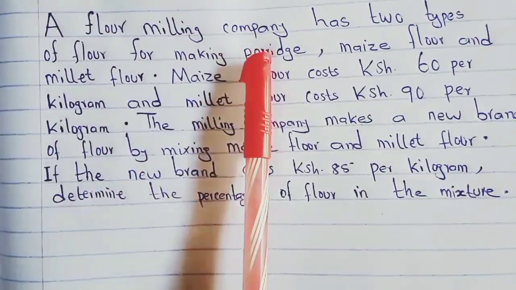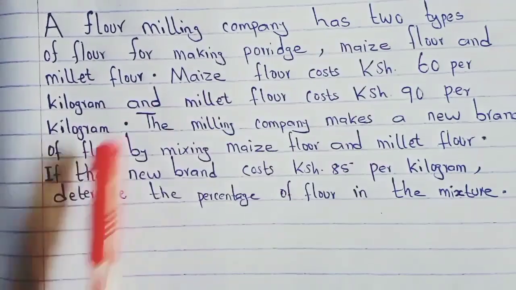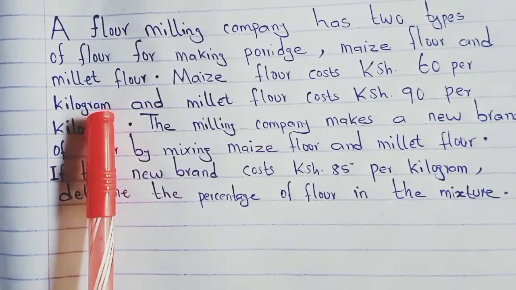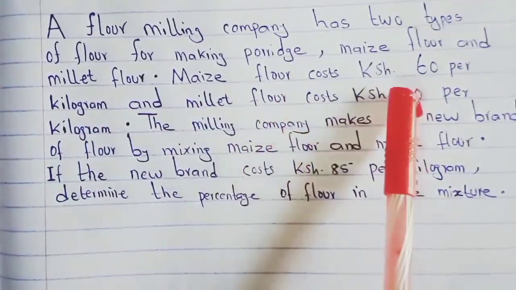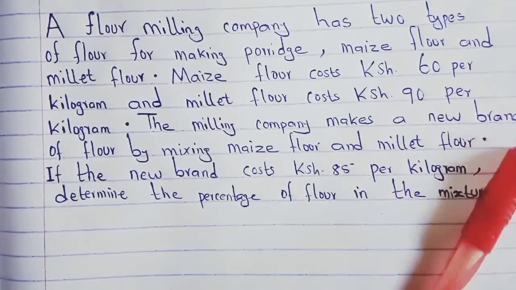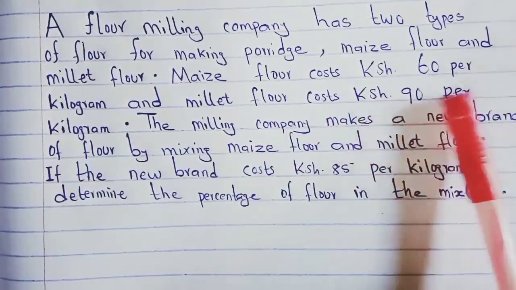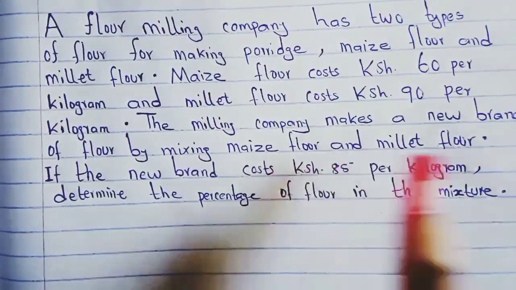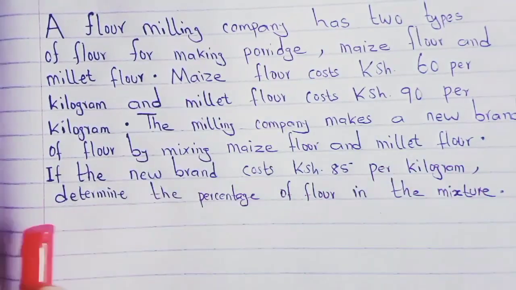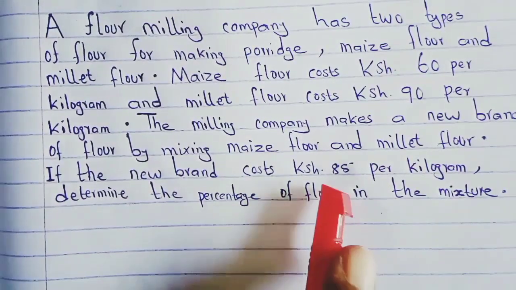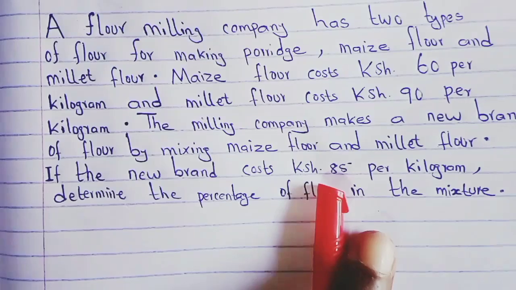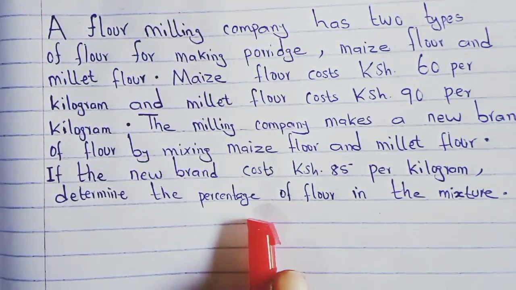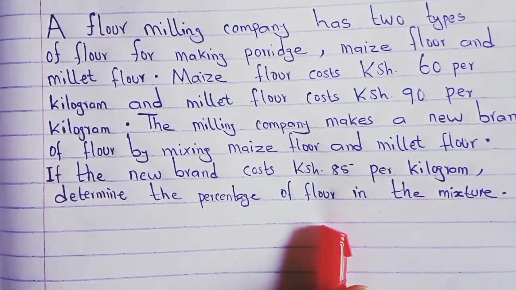Now we have a question here. A flour milling company has two types of flour for making porridge: maize flour and millet flour. Maize flour costs 60 Kenya shillings per kilogram and millet flour costs 90 Kenya shillings per kilogram. The milling company makes a new brand of flour by mixing maize flour and millet flour. If the new brand costs 85 Kenya shillings per kilogram, determine the percentage of maize flour in the mixture.